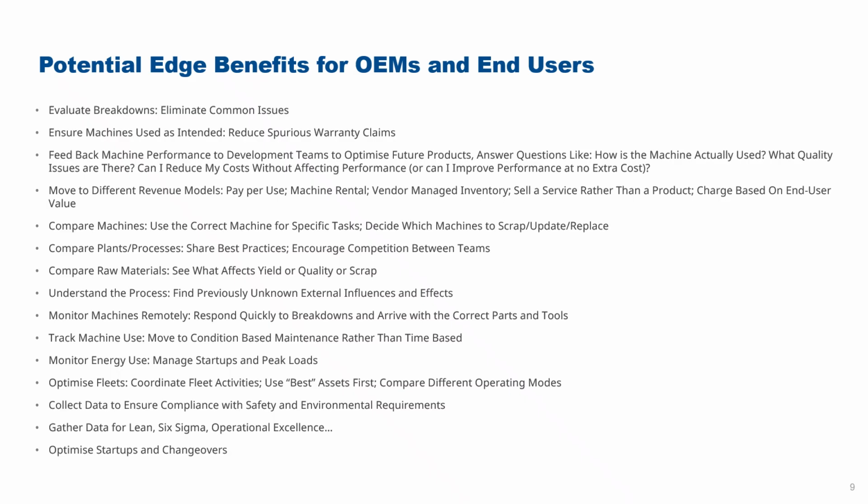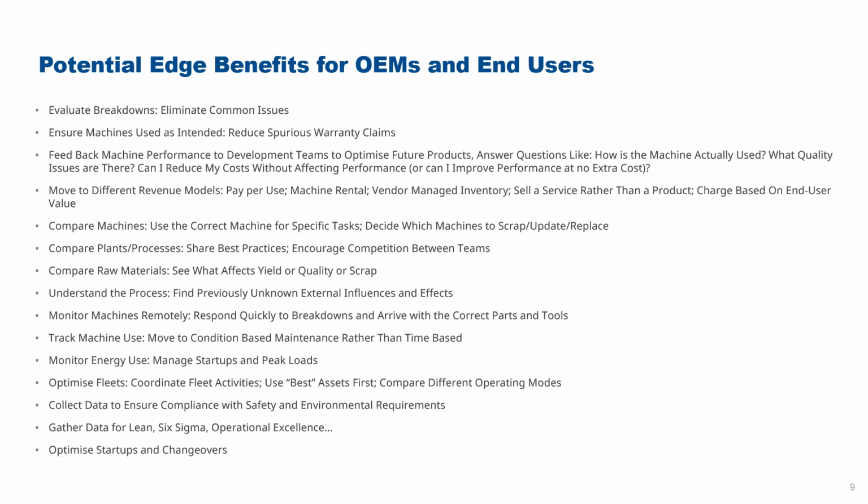One thing that we see a lot of OEMs doing is moving to different revenue models. For example, rather than sell a machine outright, you might have an arrangement where the end user pays per machine or rents a machine. There may be vendor managed inventory. You may be selling something as a service rather than a product. And you could even charge based on end user value. So for example, knowing how much you're actually producing and saving the end user, knowing that might be that you charge the customer based on that rather than, again, just that straight up upfront machine cost.